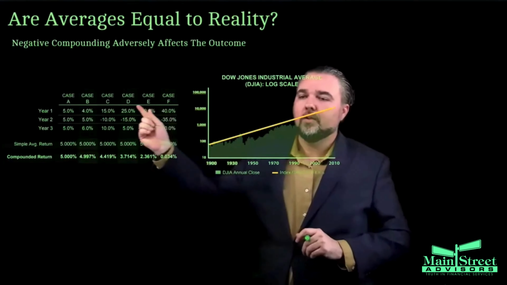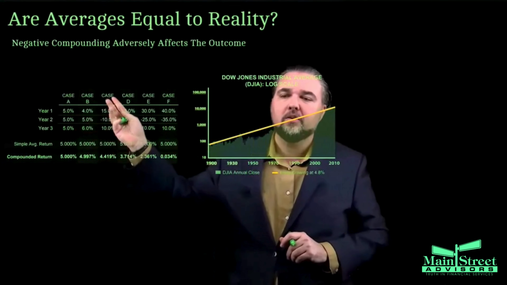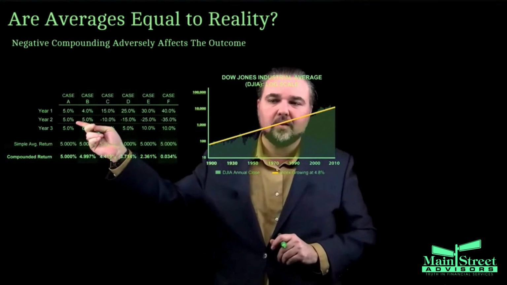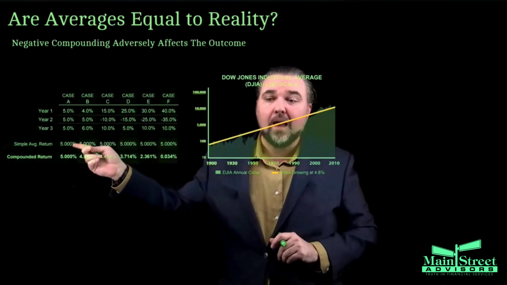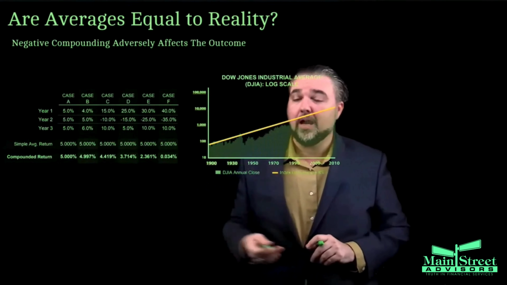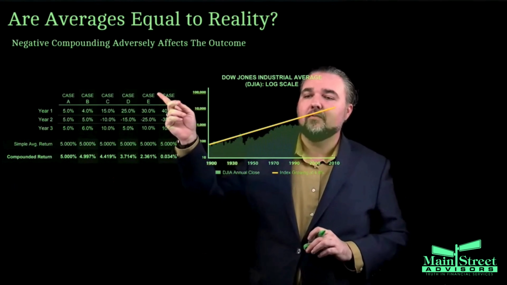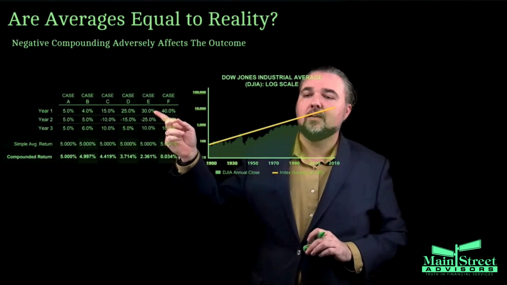The first one over here is case A. All right. This is very easy. So over a 3-year period, you earn 5%, 5%, 5%. Well, then you have an average return of 5%, and you also have a compounded return, or what you actually made, of 5%. Right? Simple. Now look at case E. For the sake of time, we'll just skip to case E.